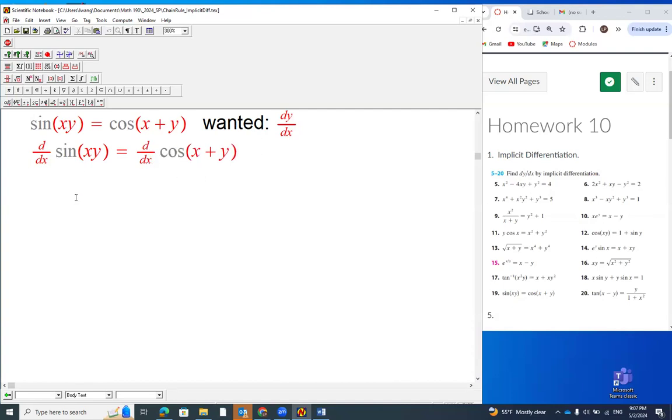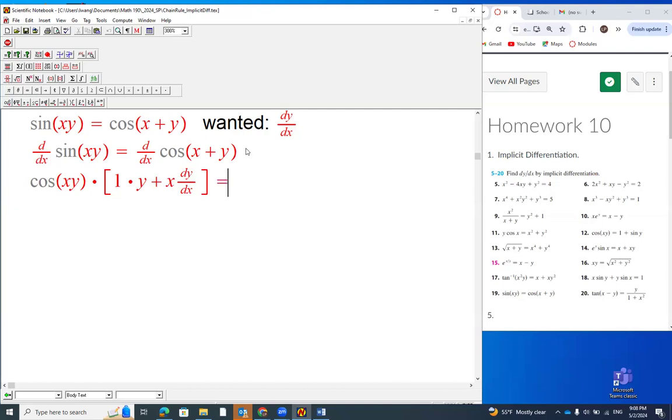Okay. Left-hand side, chain rule, the derivative of sine of xy. Let's try without introducing any variable explicitly. So we're going to have a cosine xy, and then we're going to differentiate the derivative of x times y. The derivative of x is 1 times y plus x multiplied by dy/dx.